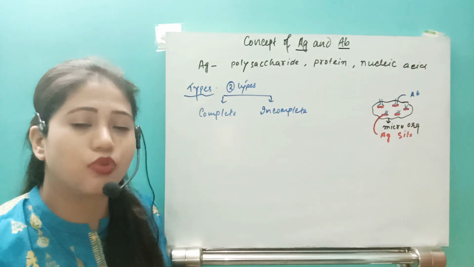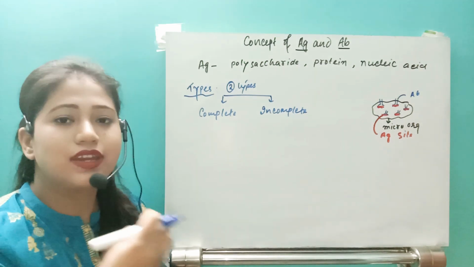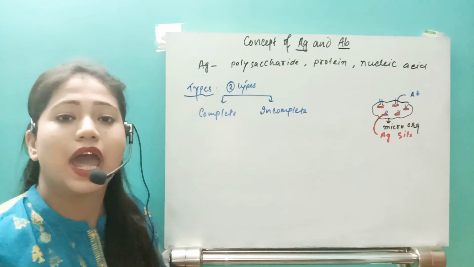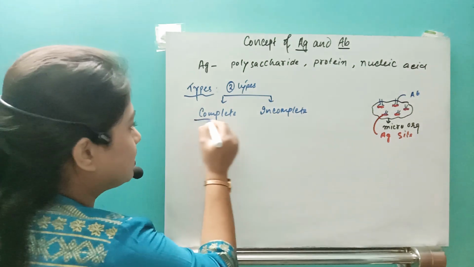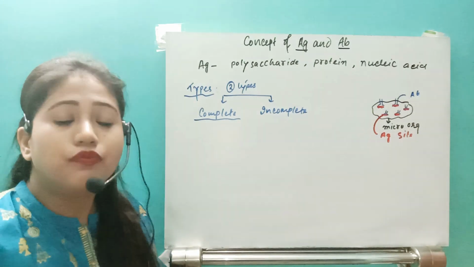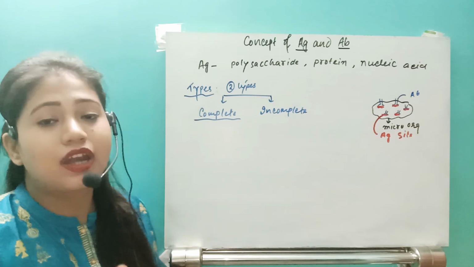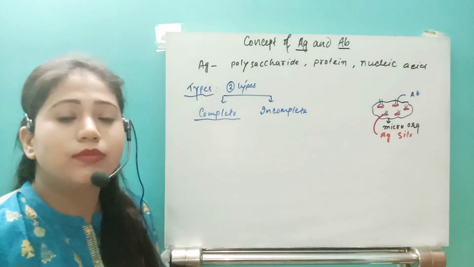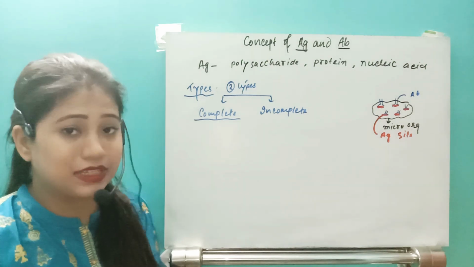Complete antigens are those antigens which, whenever they enter inside our body, our immune system produces the antibodies. So these complete antigens are those foreign particles which are capable of inducing the antibody production from the B lymphocyte or the plasma cell.